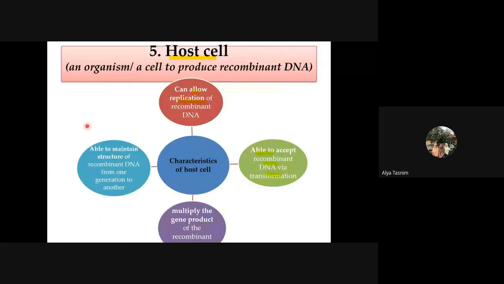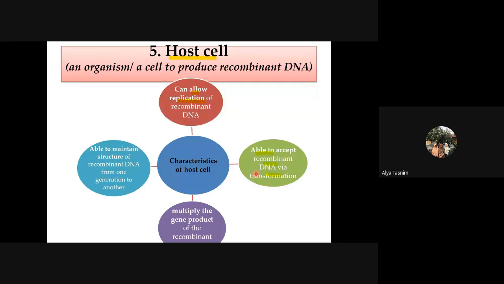Okay, so this is the host cell. So host cell is an organism or a cell to produce recombinant DNA. So characteristics of host cell. One, it can allow replication of recombinant DNA. Okay, so selalunya kita guna bacteria cell ataupun virus. So able to accept recombinant DNA via transformation. Bila host cell tu dah accept the recombinant plasmid, proses tu kita namakan dia sebagai transformation.